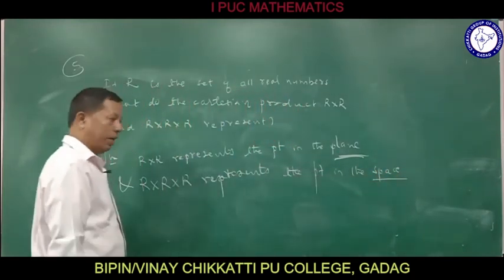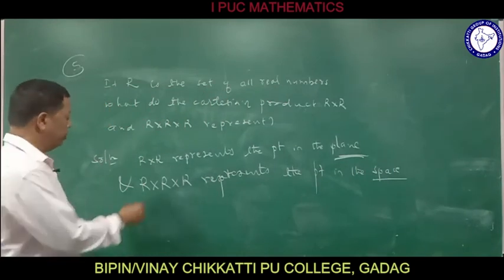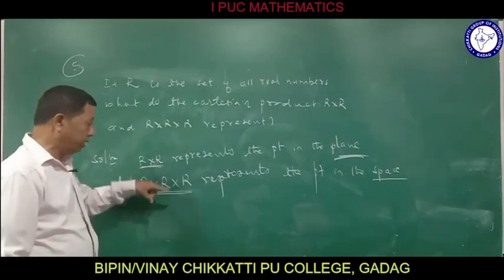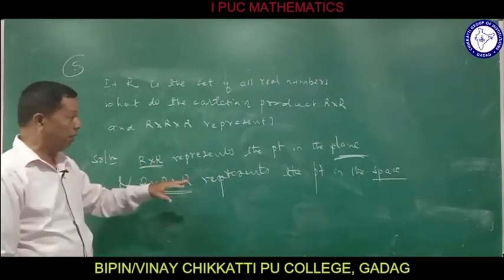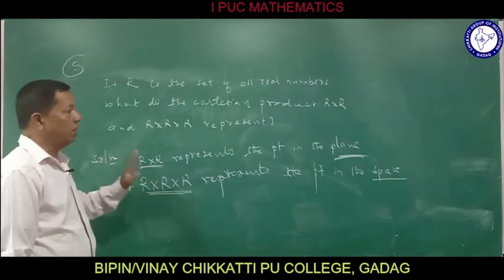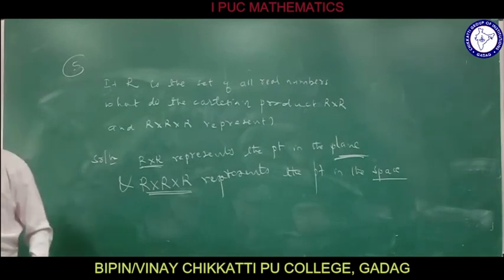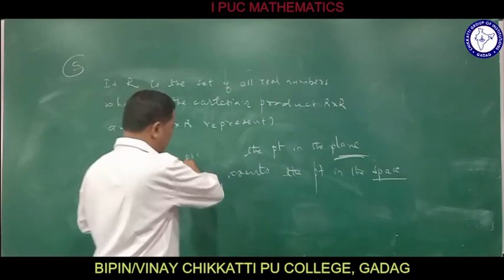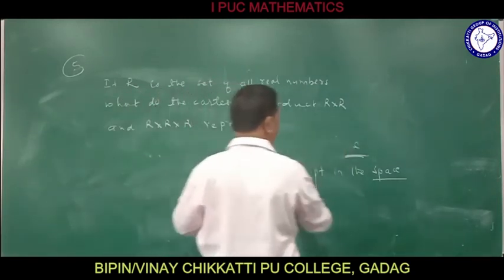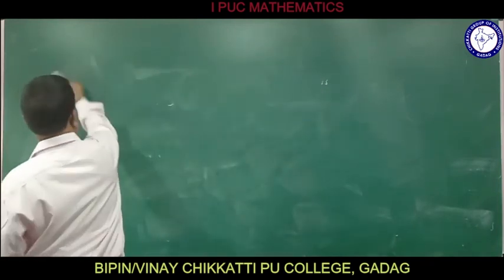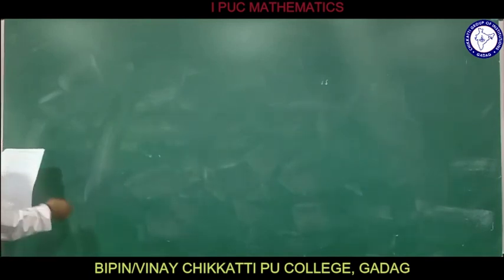Ordered pair, point in the plane; ordered triplet, point in the space. This is an ordered pair, and this is an ordered triplet. Both represent a point, but one is a point in the plane and the other a point in the space. That is the difference between ordered pair and ordered triplet. The last problem I am discussing now, and accordingly you can see exercise 2.1 in the textbook.